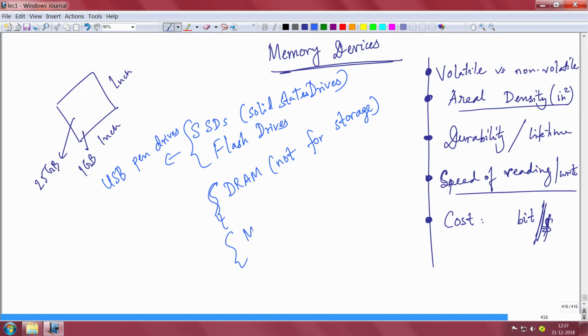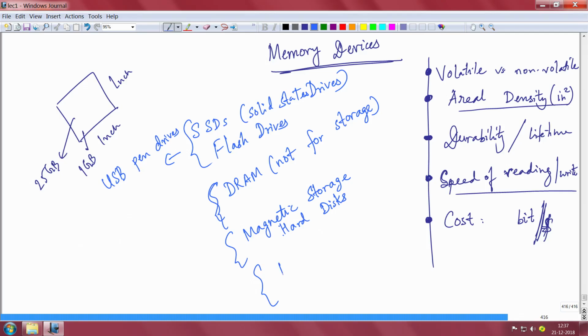Then there are magnetic memories, magnetic storage devices, which are like the traditional hard disks that you have inside your computer. Many of the previous generation hard disks can be connected with a plugged supply, right.